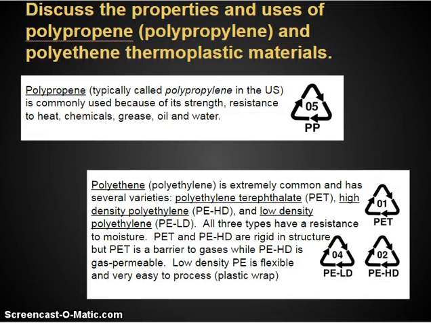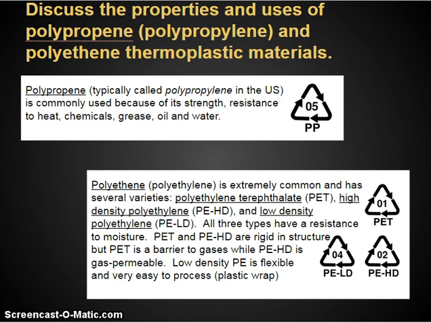Now let's break some of these down. Polypropylene and polyethylene are thermoplastics. Polypropylene is used because it's fairly strong and has a high resistance to chemicals, grease, oil, and water. Polyethylene is used in several different varieties: standard polyethylene and then low density and high density. Low density polyethylene is very ductile. It's very thin and is basically what is used to make Saran wrap. So when you think of low density polyethylene, it's like plastic film or plastic wrap.